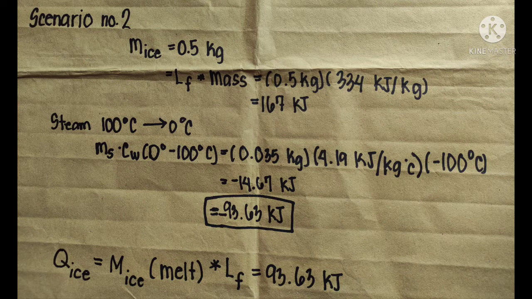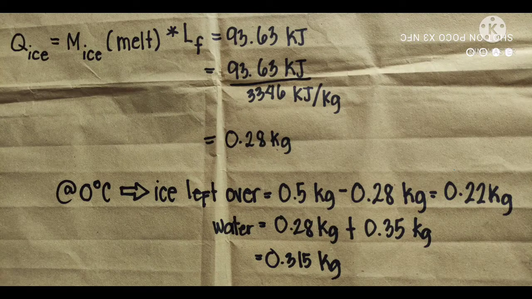So this would be the heat the ice absorbs and melts, and that should be equal to the available heat provided by the steam subsystem, so that 93.63 kilojoules, and therefore the mass of the ice that melts is 93.63 kilojoules divided by the heat of fusion, which is 334 kilojoules per kilogram. If you divide that out, it comes out to be 0.28 kilograms, which means that out of the half kilogram of ice, only 0.28 has melted and turned into water.